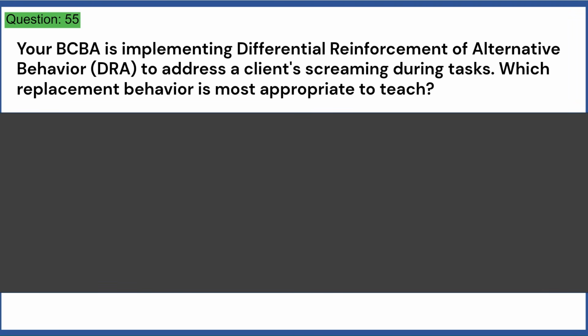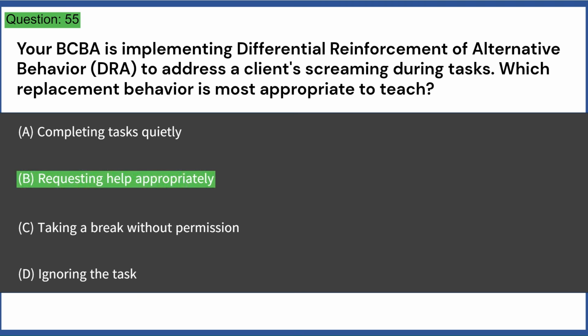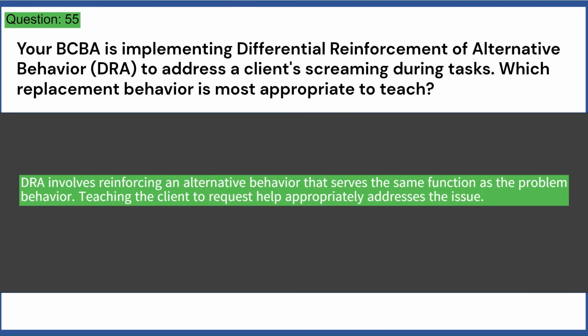Your BCBA is implementing differential reinforcement of alternative behavior, DRA, to address a client's screaming during tasks. Which replacement behavior is most appropriate to teach? A. Completing tasks quietly. B. Requesting help appropriately. C. Taking a break without permission. D. Ignoring the task. Answer B. DRA involves reinforcing an alternative behavior that serves the same function as the problem behavior. Teaching the client to request help appropriately addresses the issue.